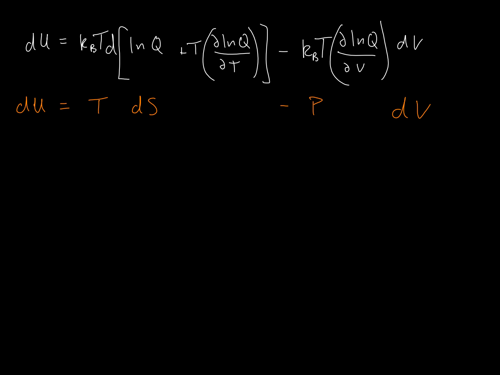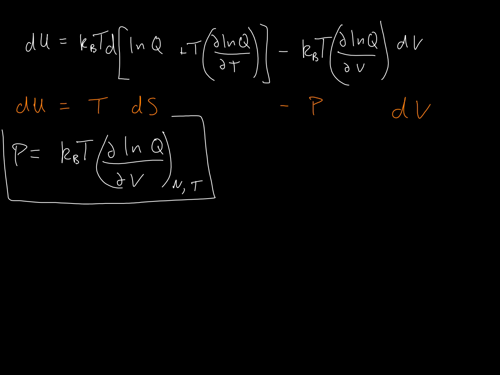So the simplest one to put together is that P is equal to the Boltzmann constant times the temperature and the partial of the natural log of the partition function with respect to the volume. With the entropy, it just requires a teeny little bit of manipulation.